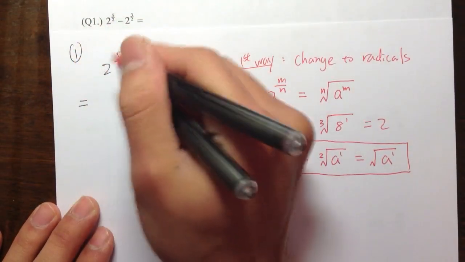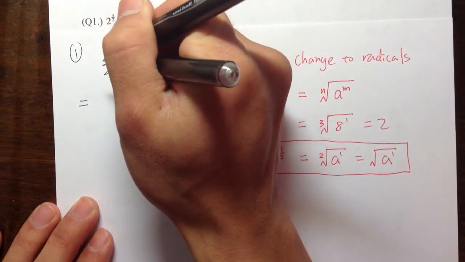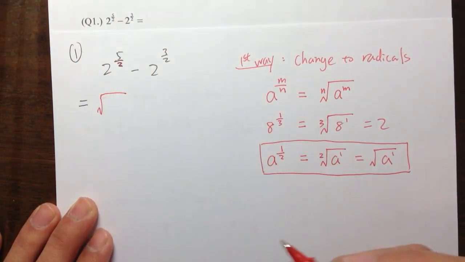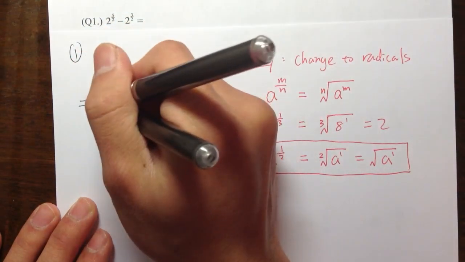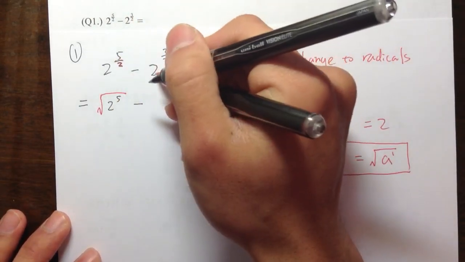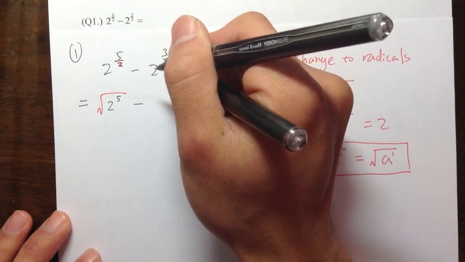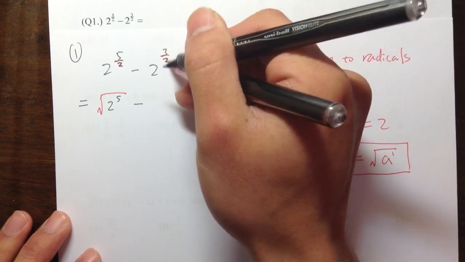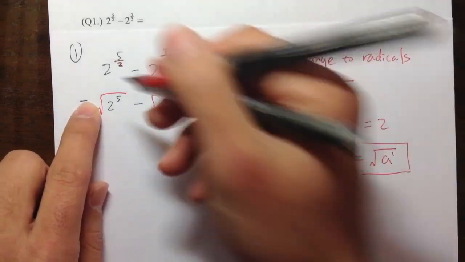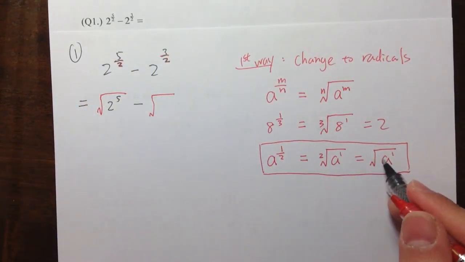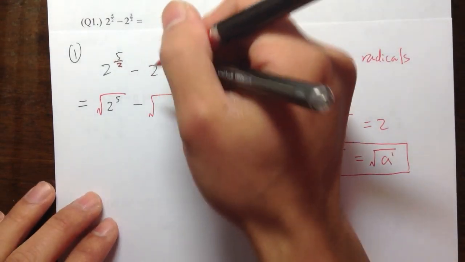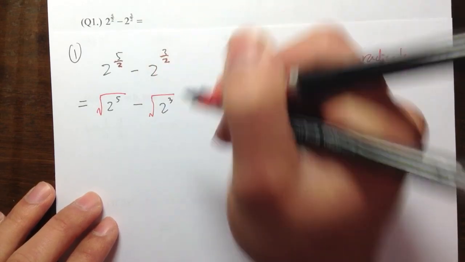So I have 2 to the 5 over 2. Pay attention to the over 2. That's going to become the square root. The over 2 becomes the square root. I have 2 to the 5 power inside. Minus, right here, we have 2 to the 3 over 2. So we still have the same denominator, so it's the same square root. Again, I don't need to put a 2 there, because when you have a square root, it's implied that there's a 2. 2 to the third power.